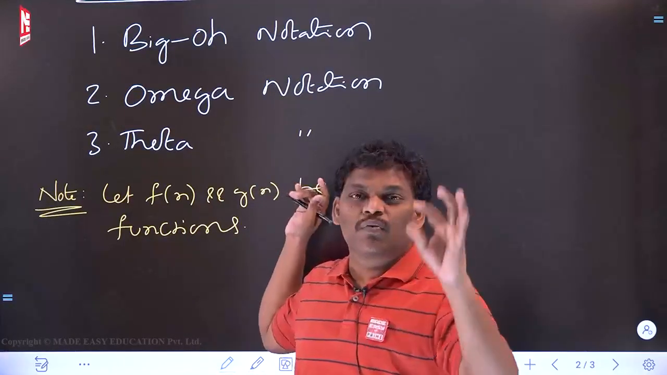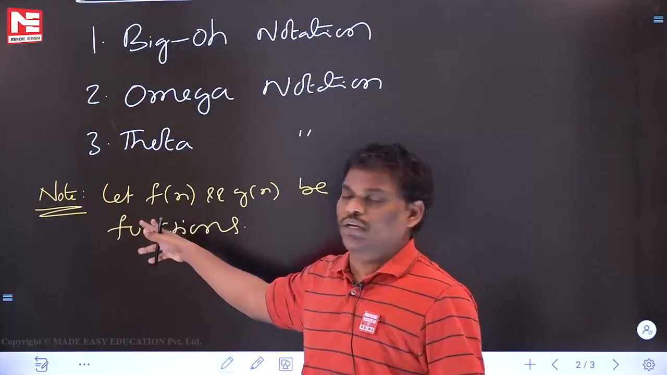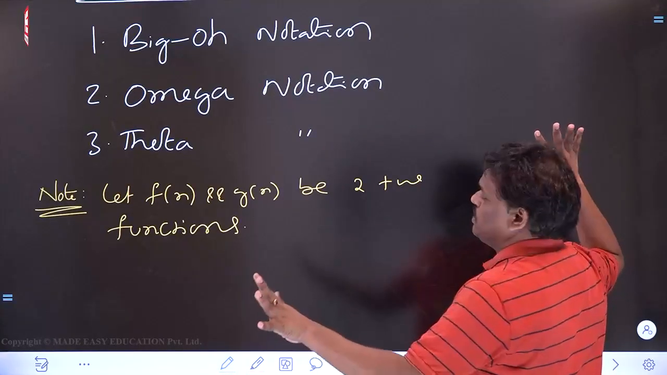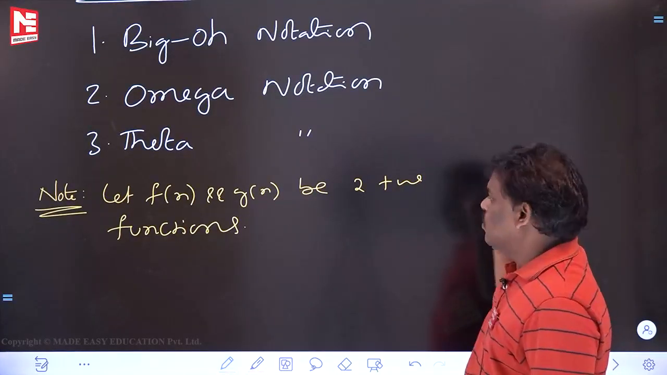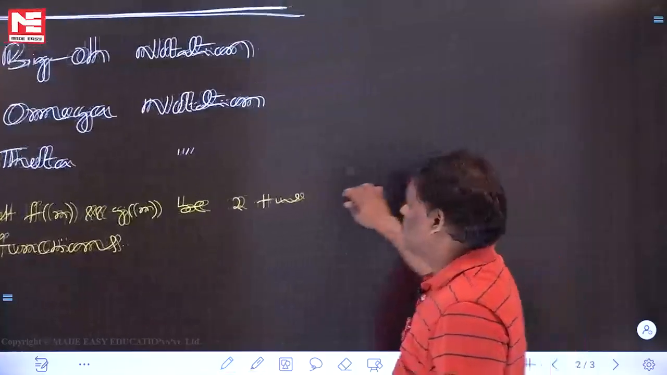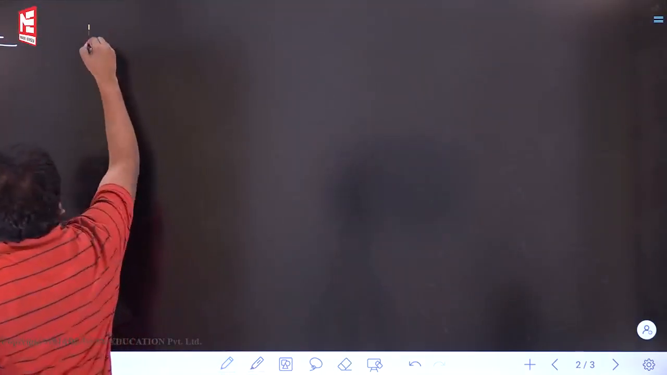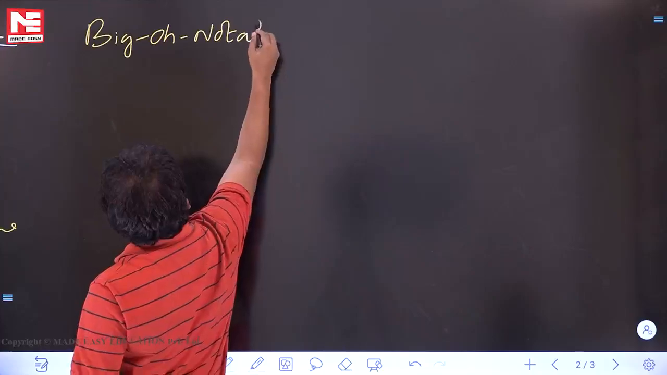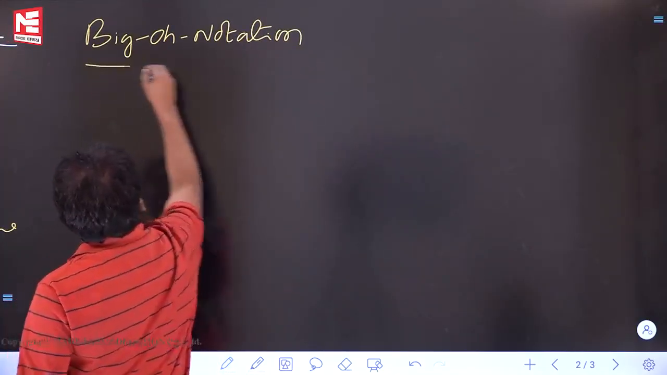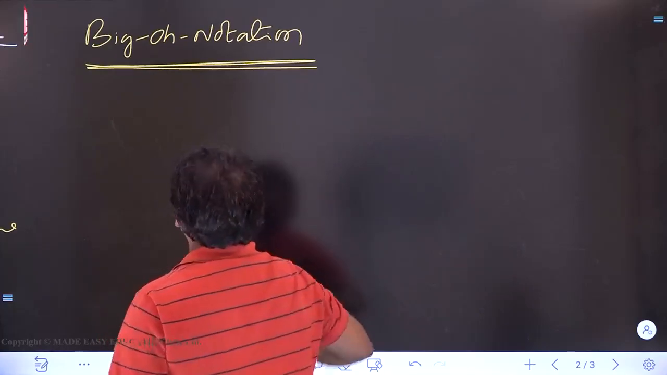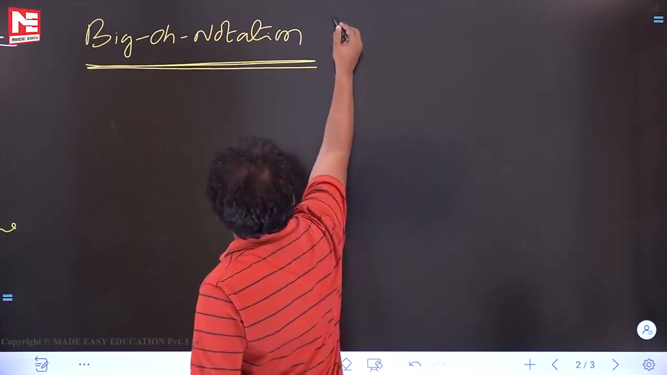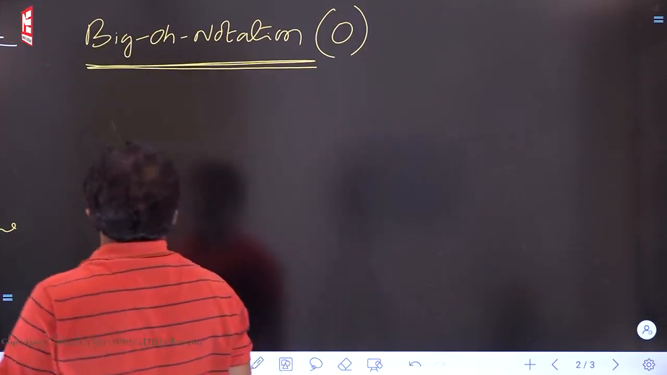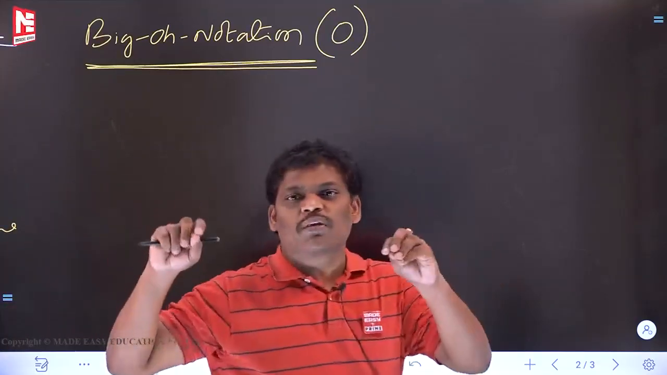If anyone is not getting what I said until now, just remember at least this: in this entire discussion, f of n and g of n are positive functions. Now let me write one by one. See this, big O notation I am writing. This is the symbol, capital O means big O. So please be careful. Until now nothing has happened, just the naming.